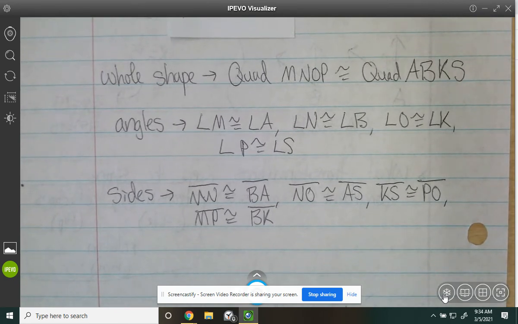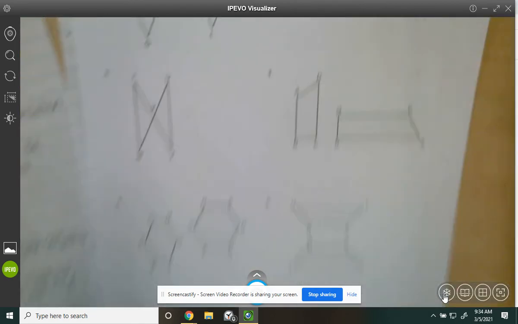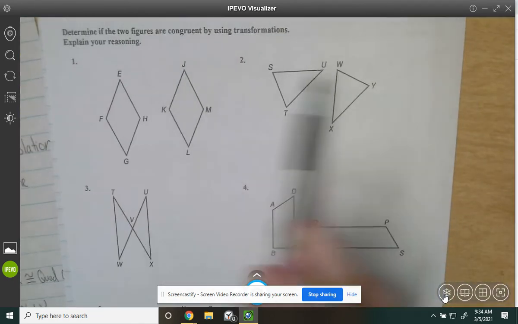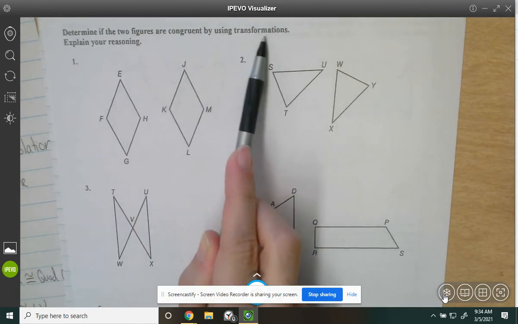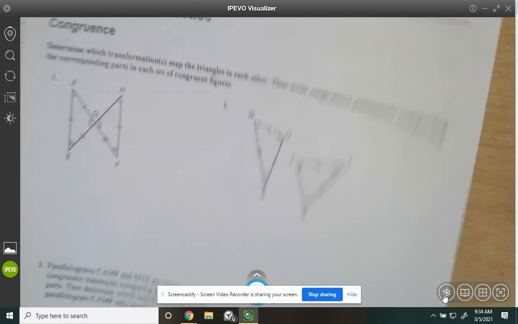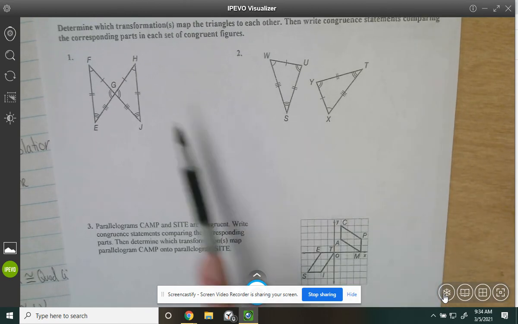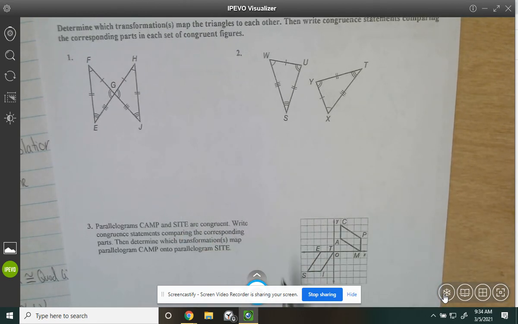Okay, that is the lesson on your homework. You have the first page where, let me just grab this one real quick. You have this first page here where you were just telling me yes or no, it's congruent. If it is congruent, explain using your transformations how. And then on this back side, you just have 3. You're still telling me what transformations, but you have to do all the congruency statements. Okay, that is it.